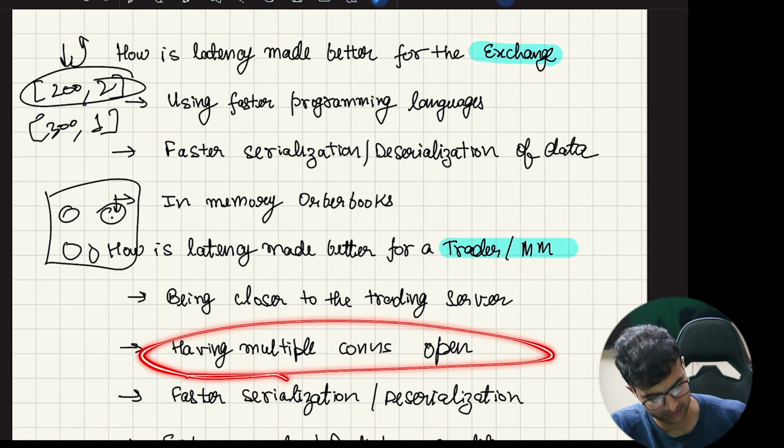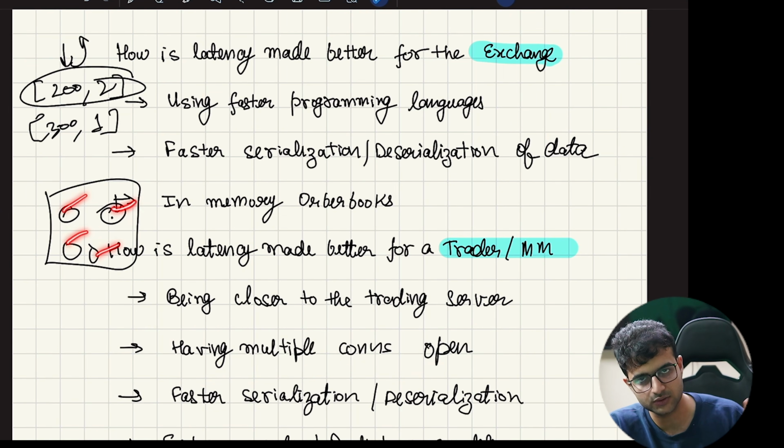Another is having multiple connections open. All these servers have connections open, they keep sending orders and they keep measuring which one is performing the best. The one that is not, they close that connection.